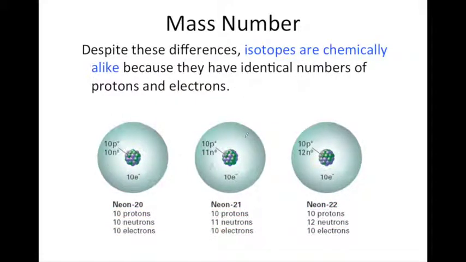Despite having the same number of protons and different numbers of neutrons, isotopes are chemically alike. So therefore, they react the same. So we can't distinguish between these neon isotopes by chemical reaction.